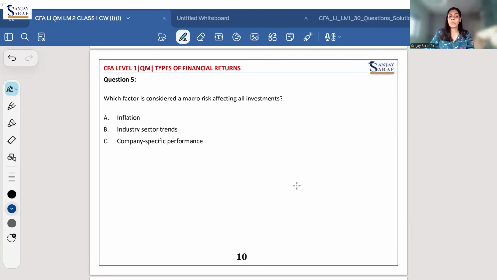Industry sector trends और company sector specific performance हो गया आपका micro risk, जिसमें कंपनी स्पेसिफिक इज द बिजनेस रिस्क. वो बिजनेस अपने आप में कैसा परफॉर्म कर रही है, वो कंपनी पे कैसा परफॉर्म कर रही है, इट्स द बिजनेस रिस्क.